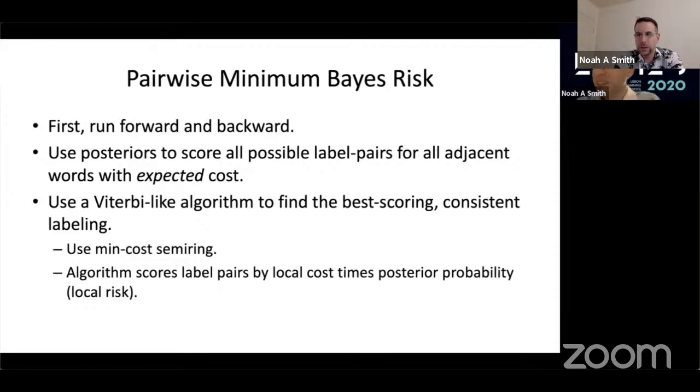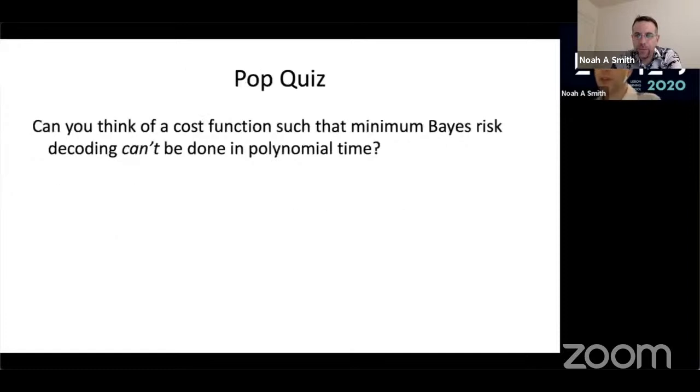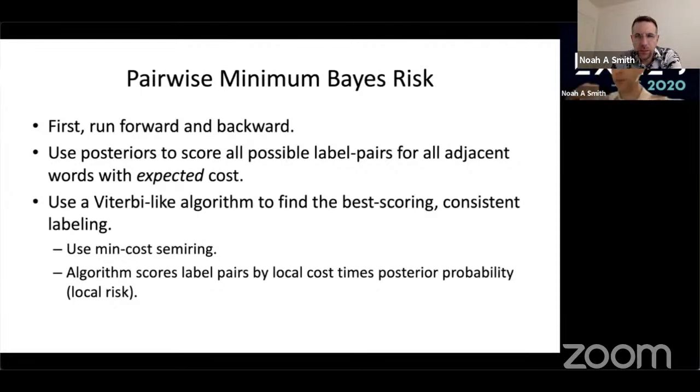So you're going to use something very similar to Viterbi. You're going to think about the expected costs you just calculated as being kind of like log probabilities, except you want to minimize instead of maximize. You're going to use the min cost semi-ring, and you're going to score each of the label pair candidates at each position by the local cost for that choice times the posterior probability. So we call this the local risk. And so you've used dynamic programming twice here. Once to do all the pre-calculation that lets you score every possible 2-state sequence at every position, and then you use dynamic programming again to optimize, finding the min cost path to find one best scoring labeling that minimizes the sum of those expected costs.